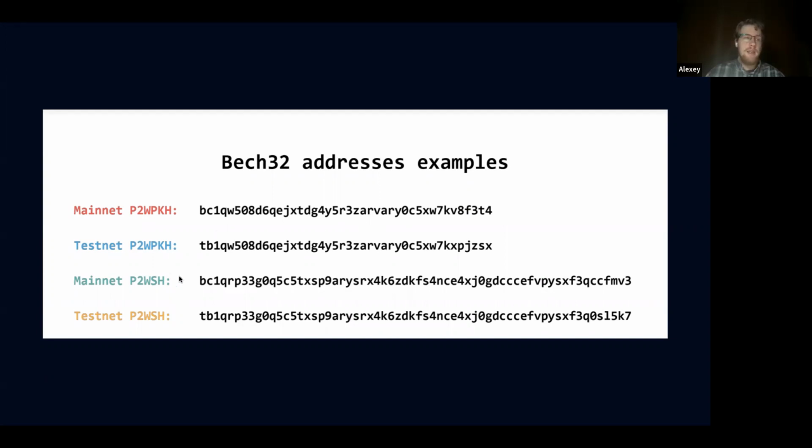And here we have pay to witness script hash. You see that it is a bit longer because overall the same rules apply to pay to witness script hash, but the hash value size is 256 bits instead of 160 bits. And that's why the final address will be longer, because we need to encode a larger hash value.